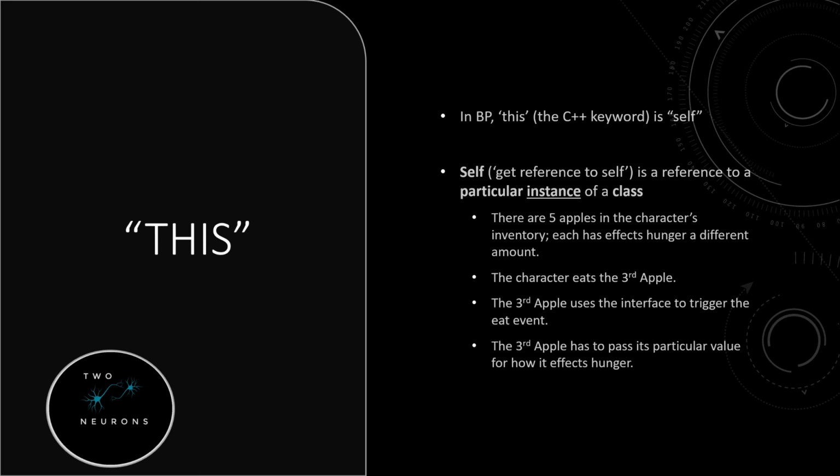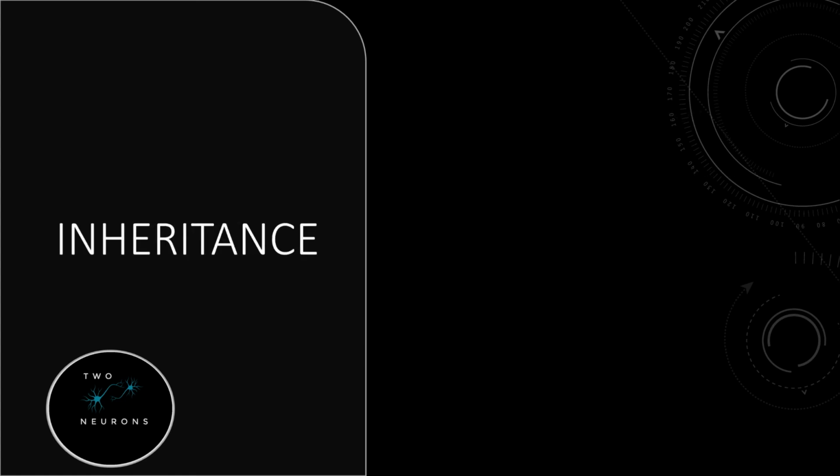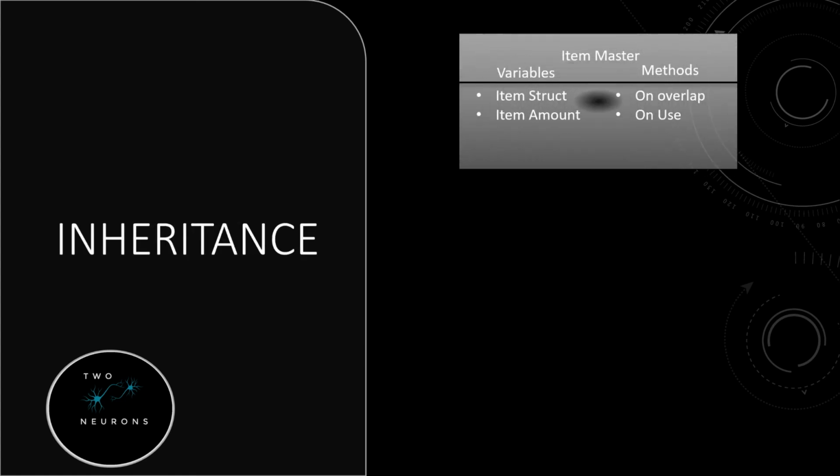All right, as I said, this is sort of a review on some OOP concepts, and we're going to re-explore inheritance now, so we can understand our system just slightly better. So in inheritance, let's say we have item master, and it has some variables and some methods. So in item master, we have the item structure that has the icon, the name, the description, if it's consumable, stackable, what have you. We have the amount that we're adding to the world, and then we have functions for what happens when we overlap the item, when we end overlap, and when we use the item. But this is an abstract class. There's no real value here to item master.